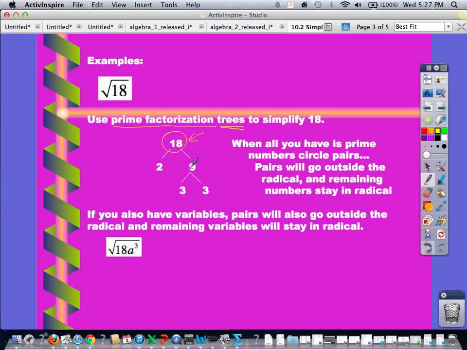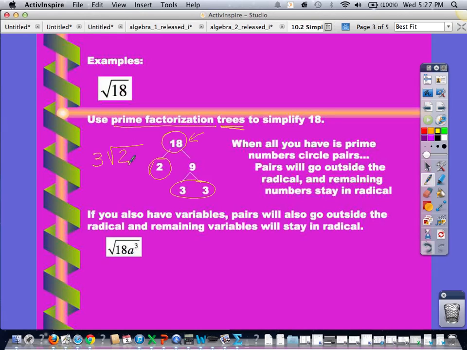Then you prime factorize that because 2 is prime but the 9 is not. That 9 breaks down to 3 and 3. When you're done, you circle the pairs because this is a square root sign. That means it comes out in pairs. And then the pair comes out of the square root sign. And then what's left that's prime goes inside.